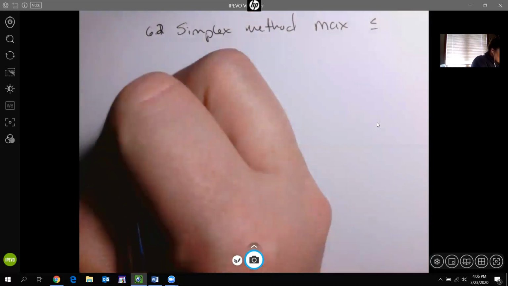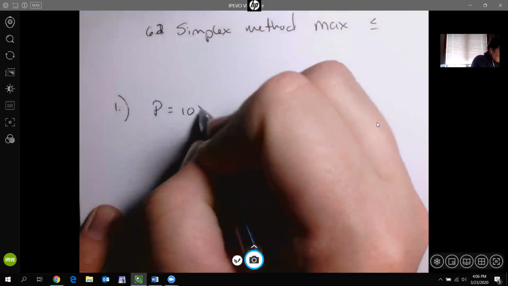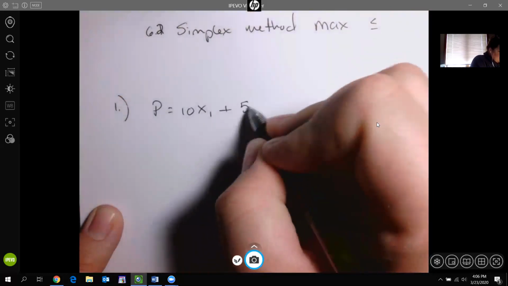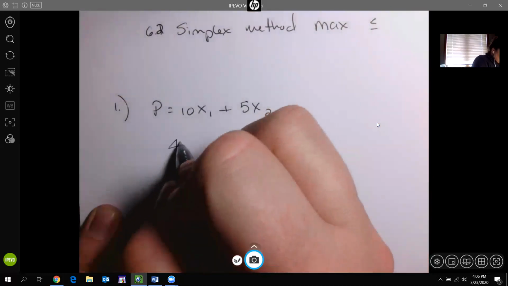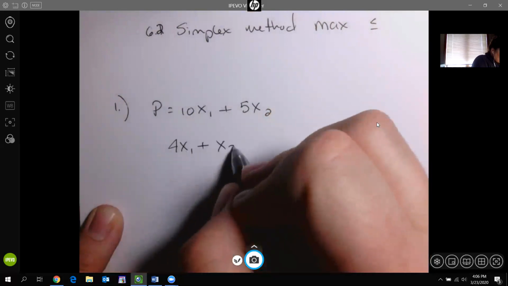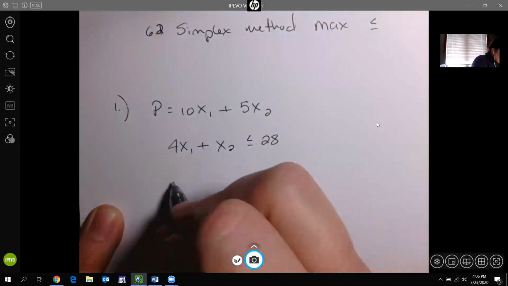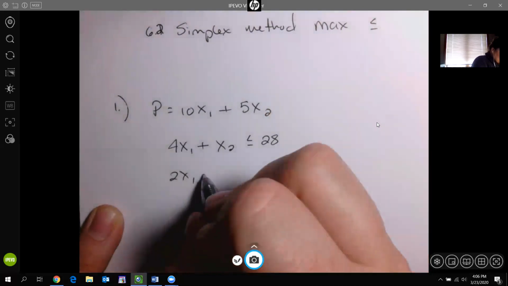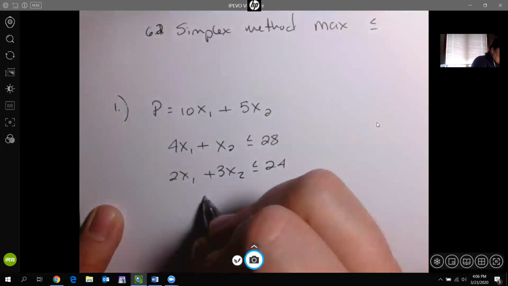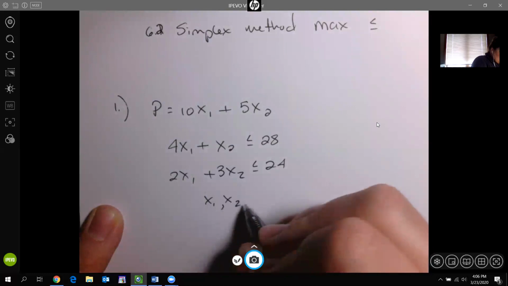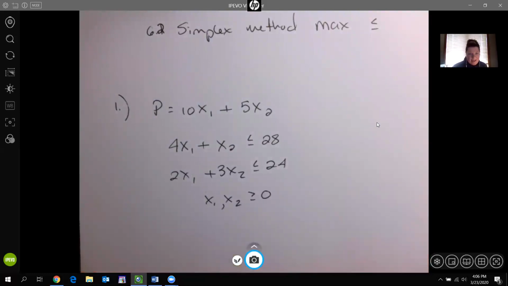So our example is going to say our profit is equal to 10 times x1 plus 5 times x2, and the constraints are 4x1 plus x2 is less than or equal to 28, and 2x1 plus 3x2 is less than or equal to 24, and we know that x1 and x2 both have to be positive. That last thing's always true, they have to be positive.